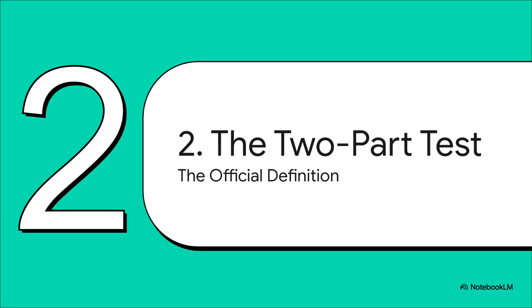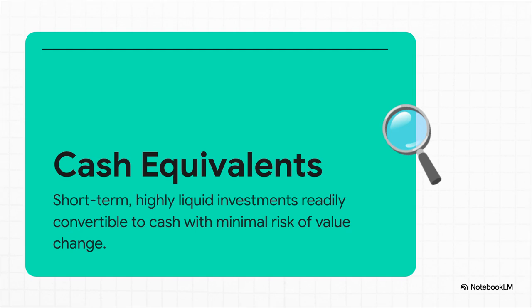All right, let's make it official. To figure out what's a real cash equivalent and what's just something else, the accounting standards, like GAAP and IFRS, give us a really specific two-part test. This is going to be our foundation. This is the textbook definition, and literally every word here is important: short-term, highly liquid, readily convertible, and, this is a big one, insignificant risk.